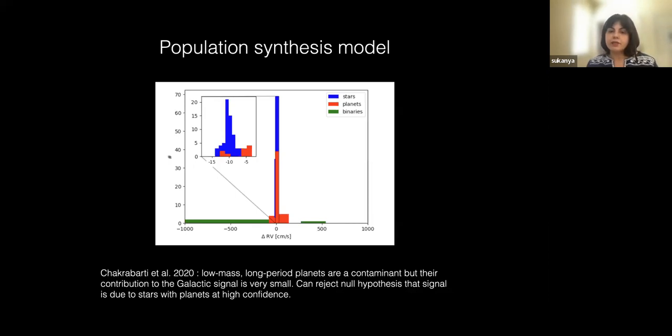So the binaries are shown here in the green, and you can see the binaries would lead to a very large change in the RV. And so we can easily throw them out. In fact, we have already thrown them out. It's very clear in the ESPRESSO spectra. The planets are shown in the red, and the single stars that faithfully trace the galactic signal are shown in the blue. So there's some overlap with the planets, particularly the low mass, long period planets are something of a contaminant, but they don't present a very large contribution. And statistically, we were able to show that you can reject the null hypothesis that the signal is due to stars with planets at high confidence.